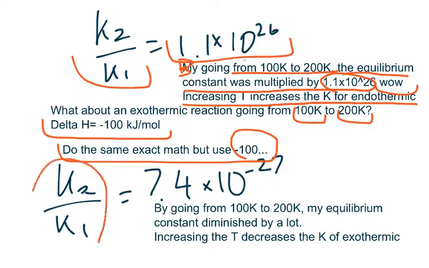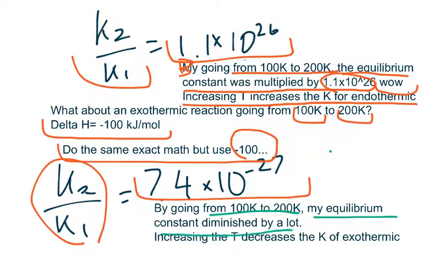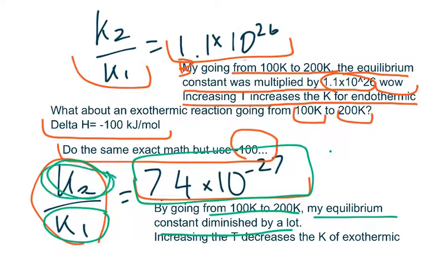And I got that K2 over K1 is equal to this extremely small number. So by going from 100 Kelvin to 200 Kelvin, my equilibrium constant diminished by a lot. So, as you can see, K2 over K1, or the ratio between the equilibrium constant after over the one before, is this super small number, and this tells us that K2 is pretty small compared to K1, which means that increasing the temperature decreases the equilibrium constant of exothermic reactions.